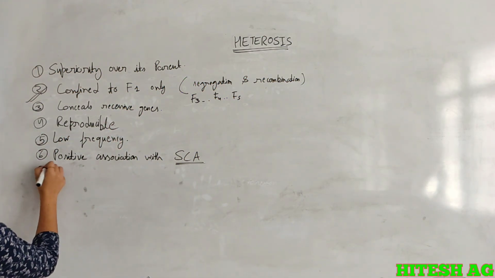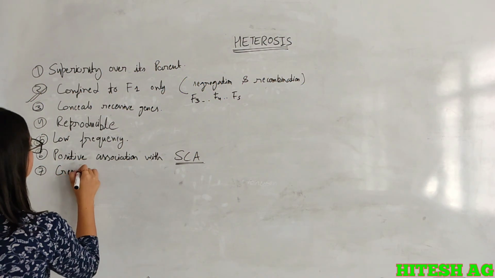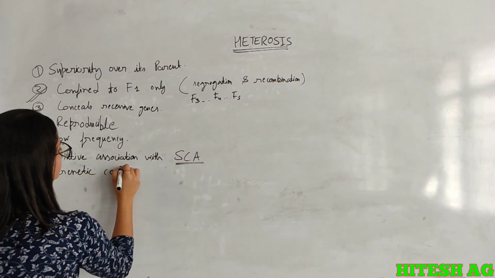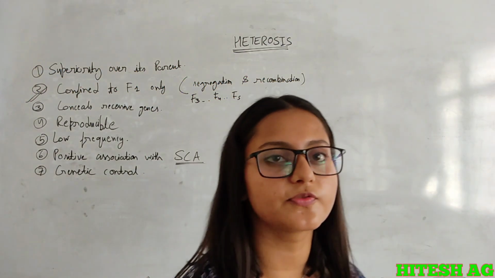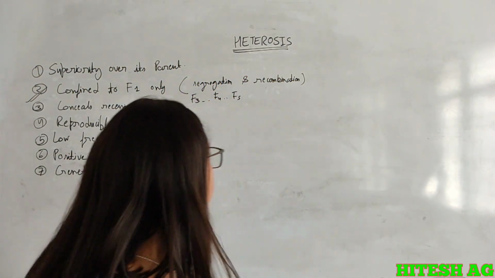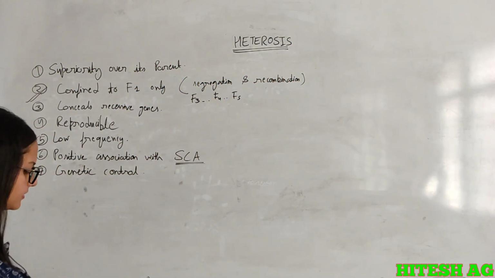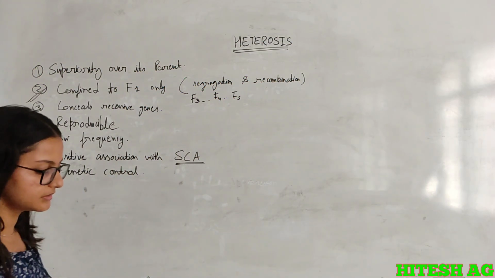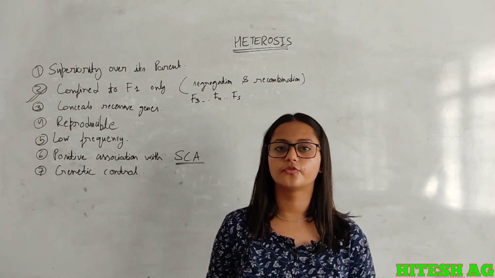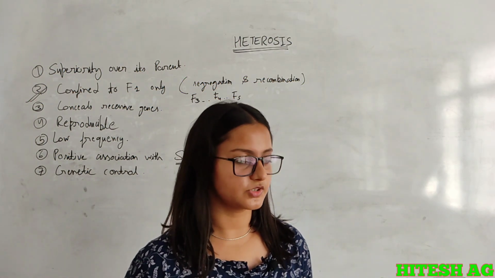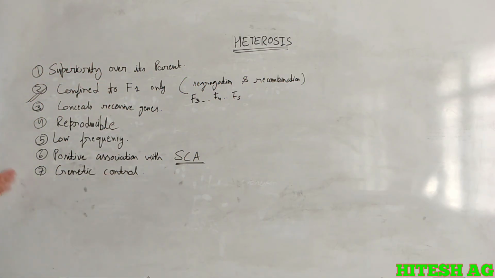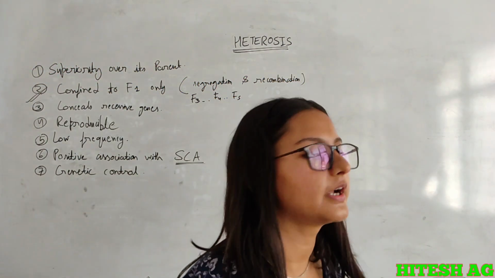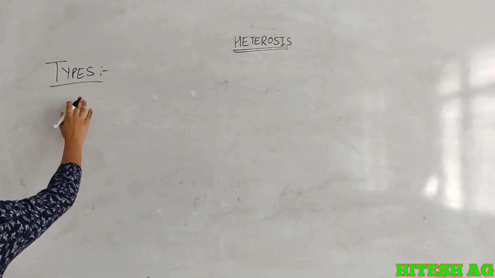And the seventh one is its genetic control. So heterosis is mainly controlled by nuclear genes in most of the cases, but in some cases, or in very few examples, it is also controlled by the interactions of nuclear and cytoplasmic genes, although the examples are very few. So these are all the features of heterosis. Hope you understand. So moving on to the types of heterosis.